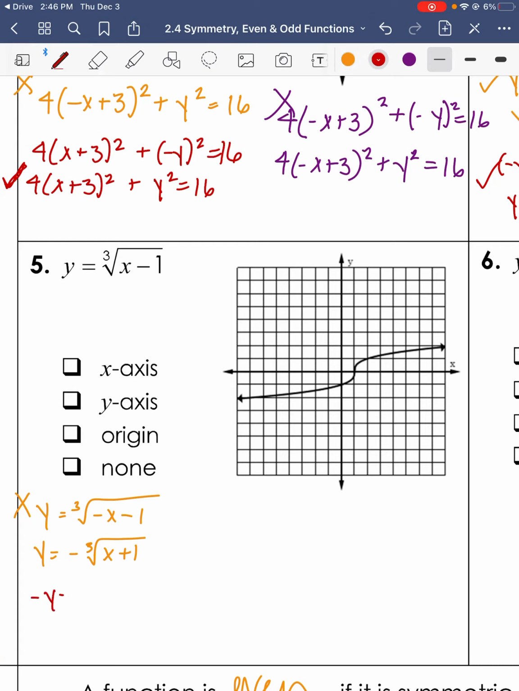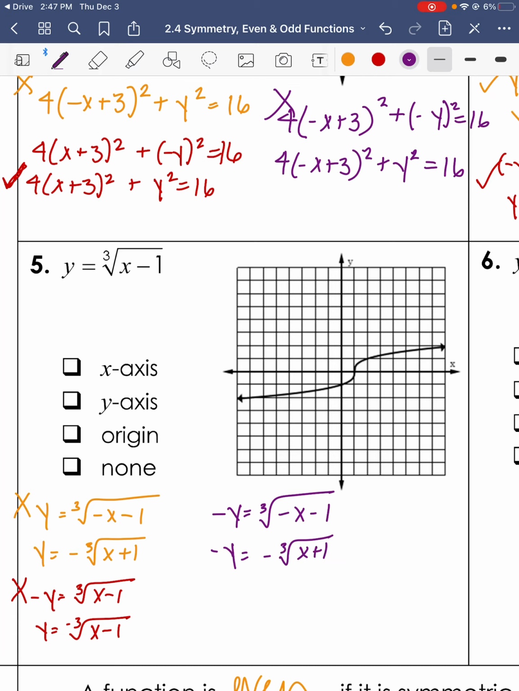Let's replace y with negative y. Negative y is equal to the cube root of x minus 1. We multiply it here, we get y is equal to negative cube root of x minus 1. Also not the same as the original, so let's check the last one. Negative y is equal to the cube root of negative x minus 1. Negative y is equal to negative cube root of x plus 1. And then if we multiply by negative 1, it gets rid of that negative. But we have a plus here and a minus here. So it looks close, but it's actually not symmetrical either. So we don't have any types of symmetry here.